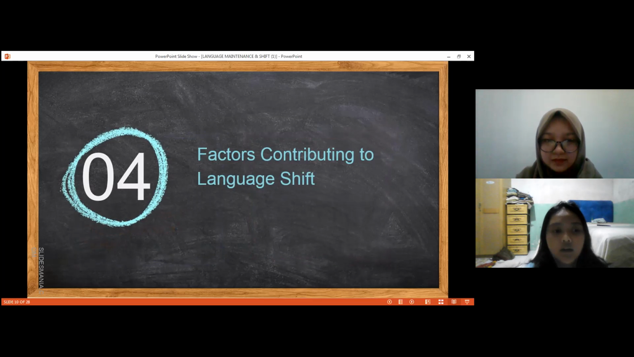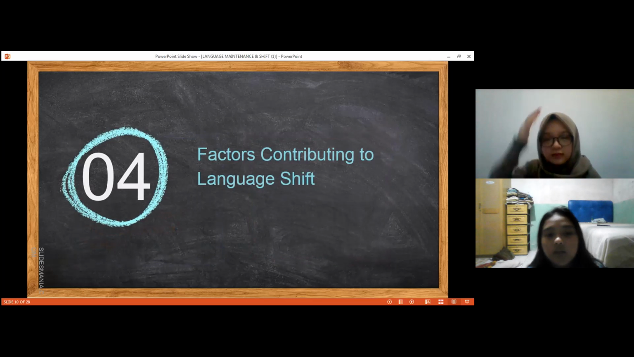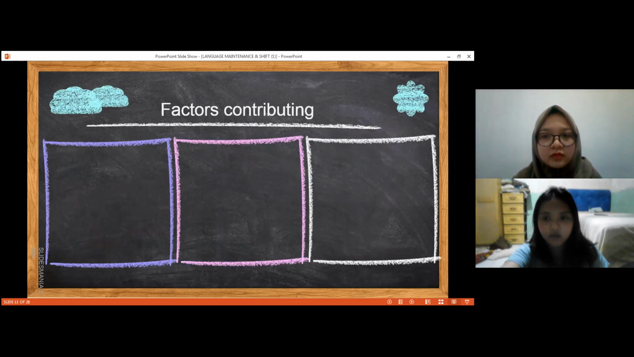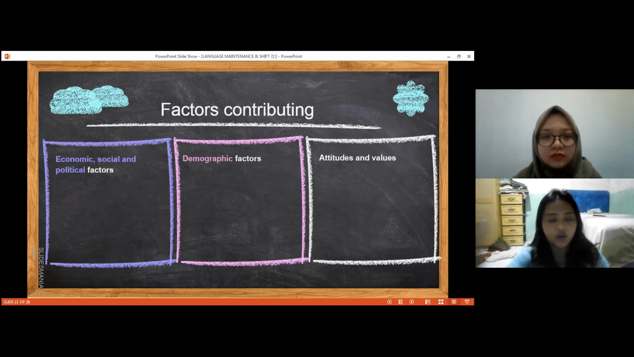I'm going to talk this time about factors contributing to language shift. Next slide, please. There are three fields that are the factors contributing to language shift. The first one is economic, social, and political. Second is demographic, and third one is attitudes and values.